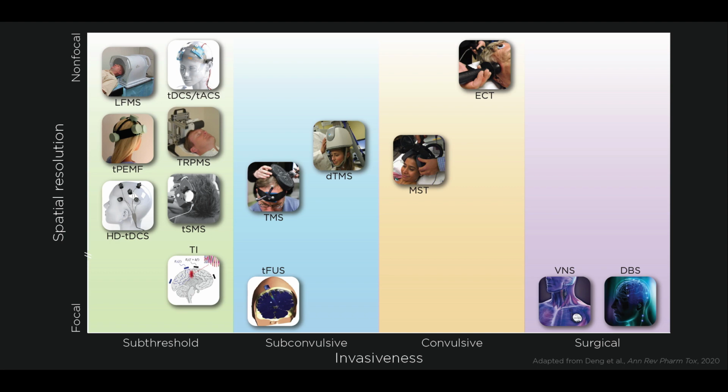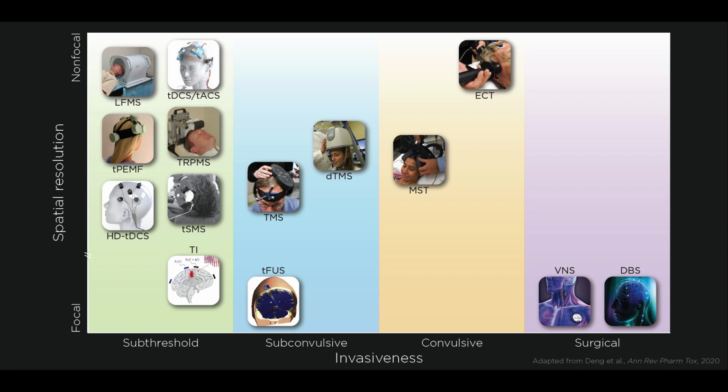Less invasive, we have convulsive therapy, so electroconvulsive therapy and magnetic seizure therapy. These techniques involve putting the patients under generalized anesthesia, and electrical pulses are delivered to their head to induce a therapeutic seizure in the brain. Less invasive still are the supra-threshold but subconvulsive techniques, and this is where we have transcranial magnetic stimulation and its variant, some form of it known as deep TMS, which I'll explain a little bit later.